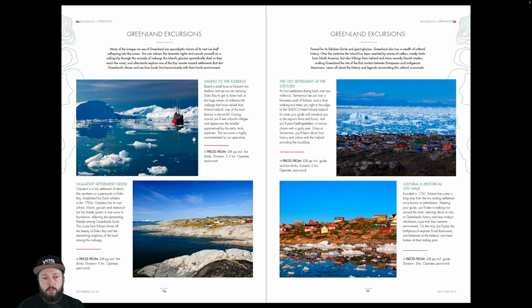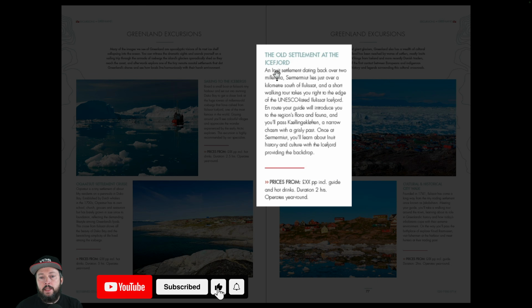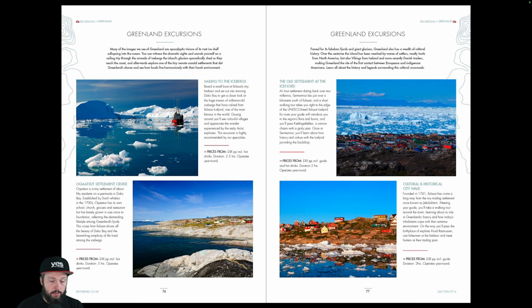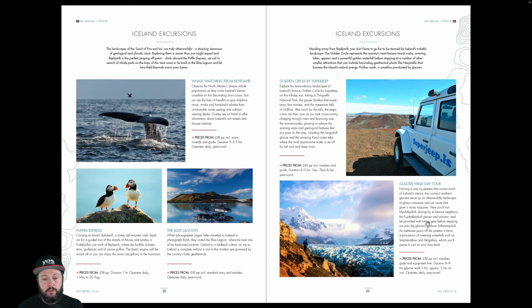Notice how these blocks of text next to the images are always the same. So they always start with a heading or subheading, then we have the copy, then there is a rule or line, and then there is the prices section, which describes also the duration and a couple of other important information like when these trips are available. So these definitely are repeated elements throughout the catalog. The excursions pages or spreads will always use the same format.